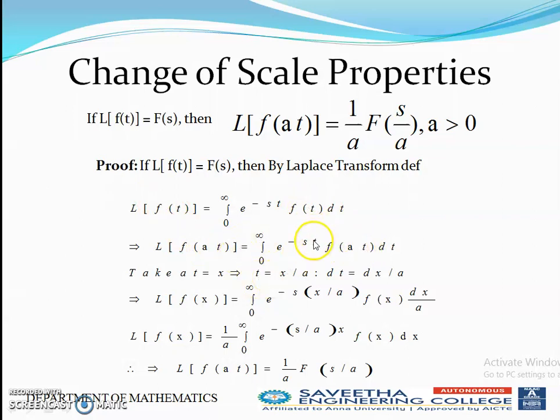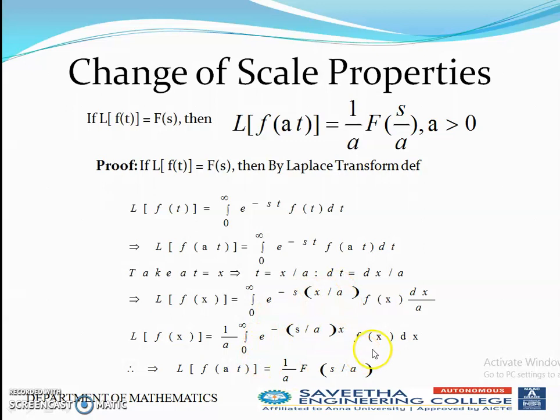Next, by using substitution, take at equal to x, then t equals x by a. Differentiating on both sides, dt equals dx by a. Replacing these values in the above equation, we get L of f of at equals integral 0 to infinity e power minus s into x by a, f of x into dx by a. Next we can take 1 by a outside. So we get 1 by a into integral 0 to infinity e power minus s by a into x, f of x dx.